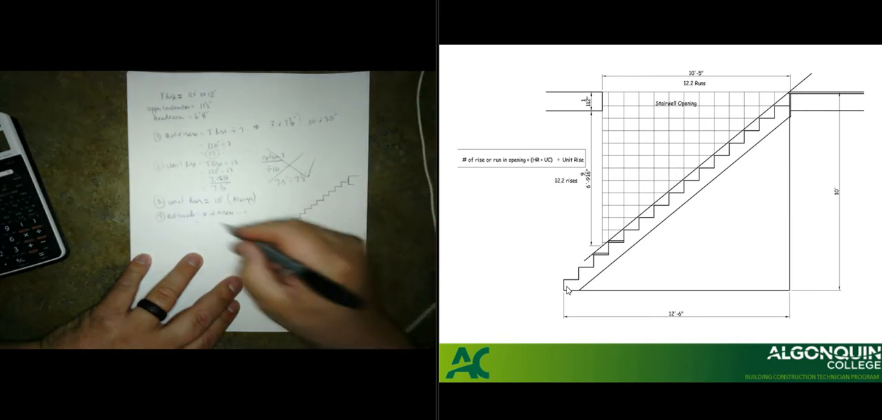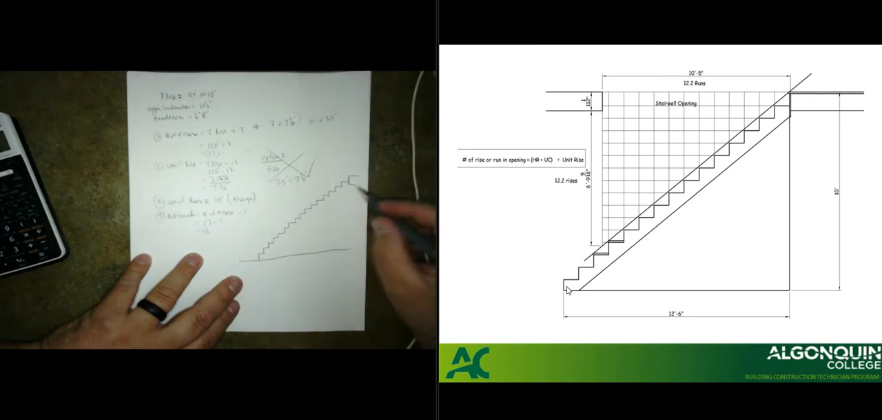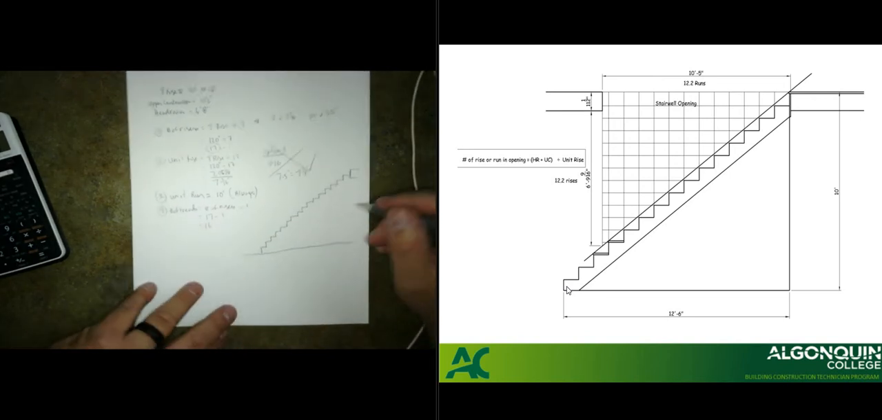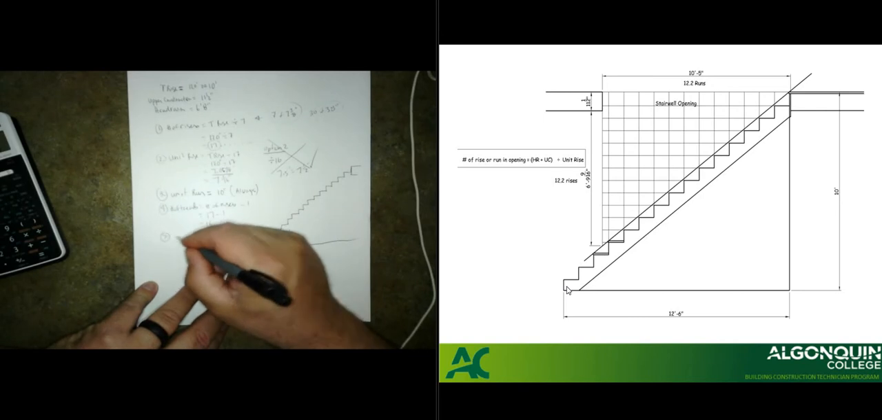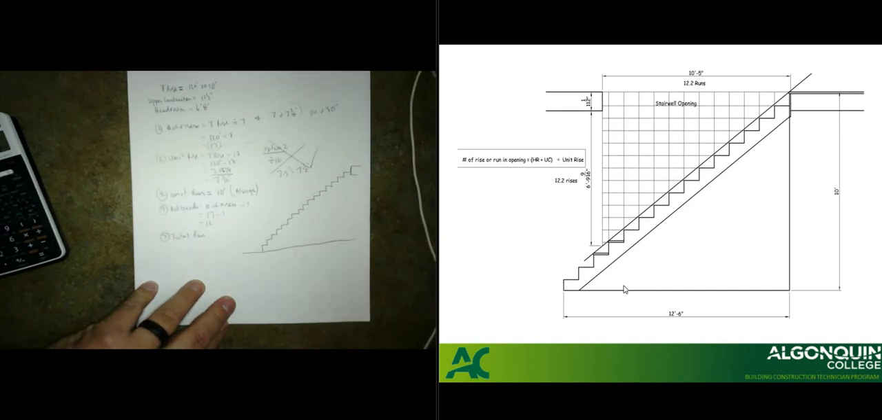So the number of risers is 17, minus 1 gives us 16. So we just proved that formula right here, okay? Number 5 might be getting our total run. That was the first step to getting the total run. So we now know that there's 16 parts in that direction.